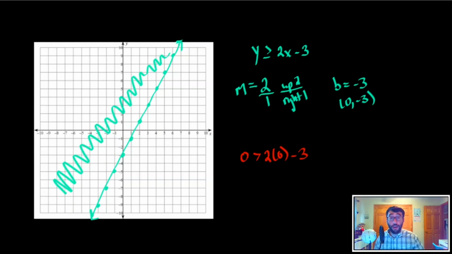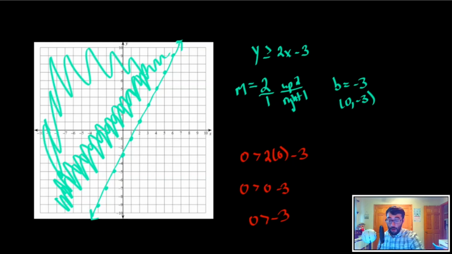So it should end up working out. If I did this, I would get 0 is greater than 2 times 0 minus 3. And I get 0 is greater than negative 3, which is true, which means we would be shading in the region where (0, 0) is, which once again is above the line. So this is where we would shade, okay?